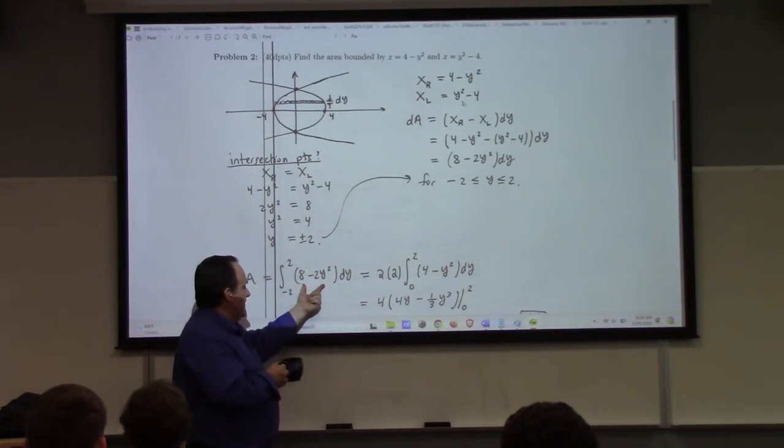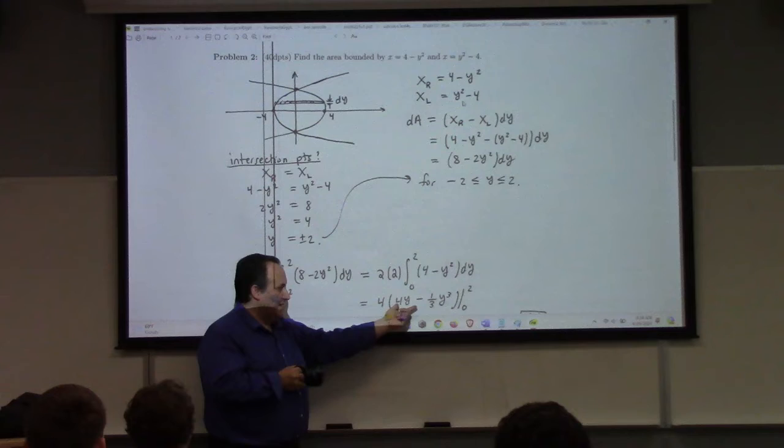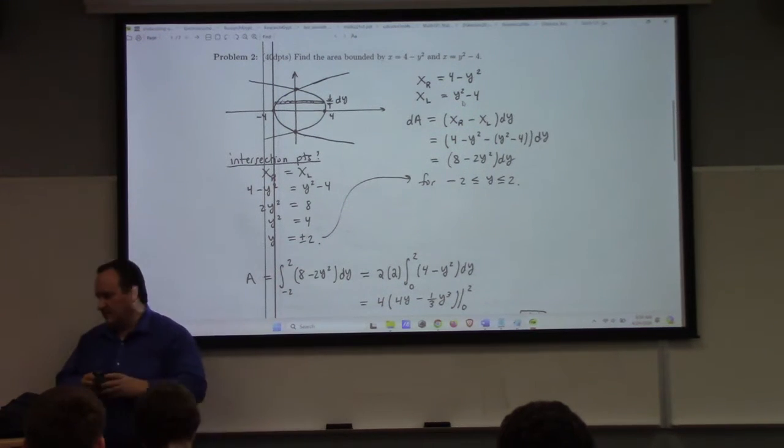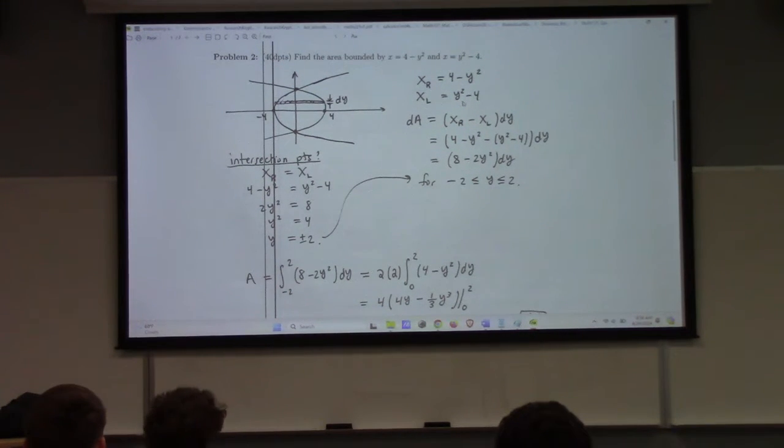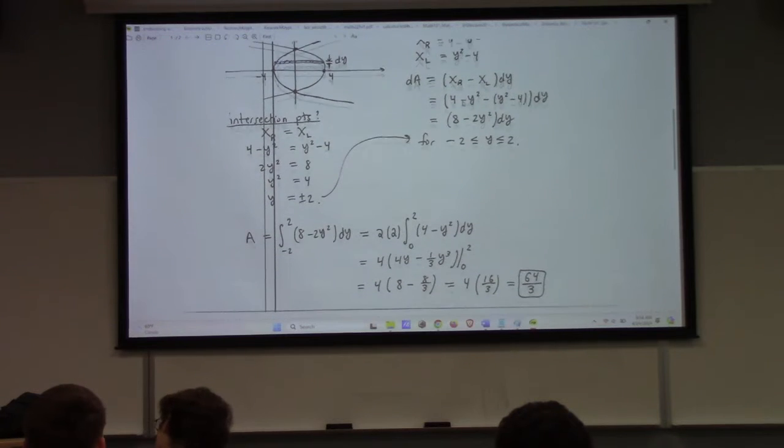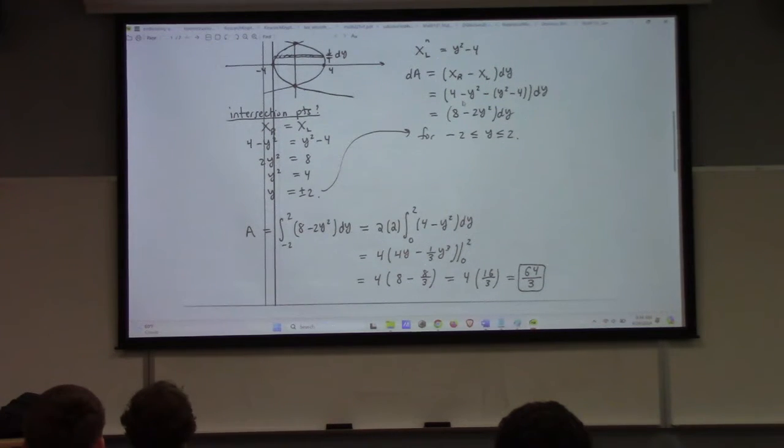I also factored a 2 out from the integrand, so that gave me 4 times that, which works out to, I think, 64 over 3. But I could be wrong. Oh, that is it. So, any questions?